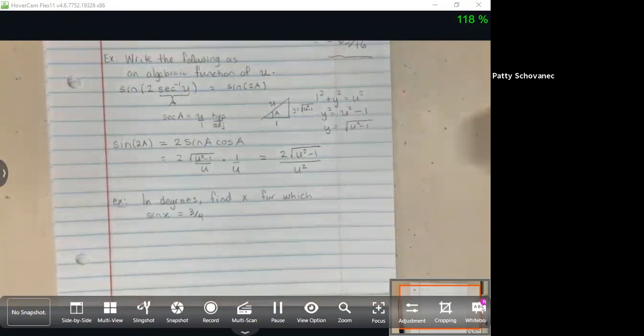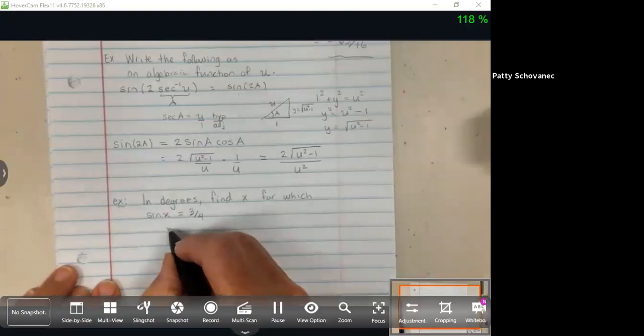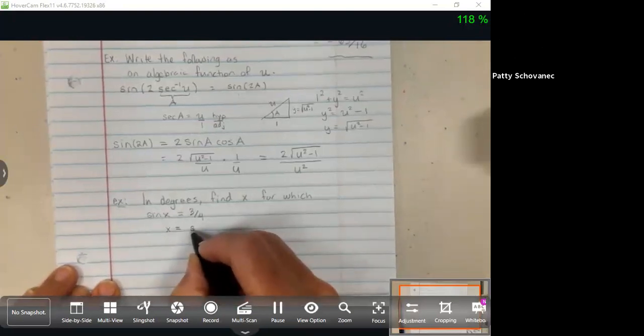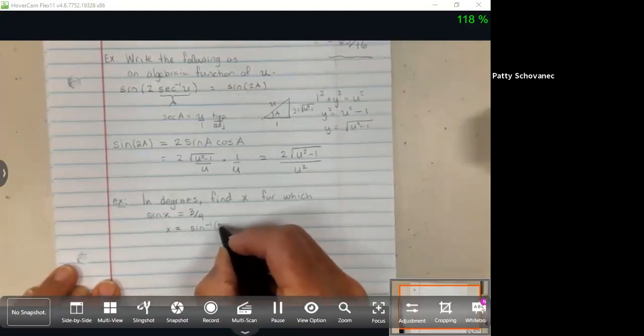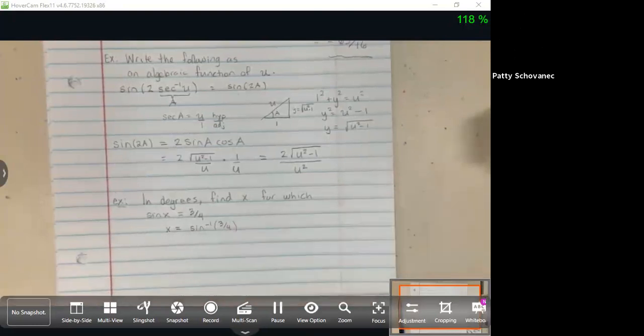To get the measure of the angle, I recognize that 3/4 is not one of the numbers that I know: 0, square root of 2 over 2, 1/2, square root of 3 over 2, 1. This is not one of the ones I know. So the best I can do right off the bat is to say that that angle x is the inverse sine of 3/4. And then I get out the calculator and see if I can compute that.